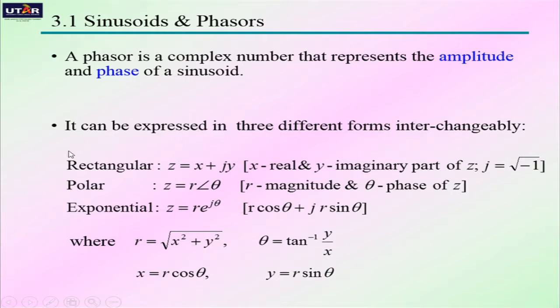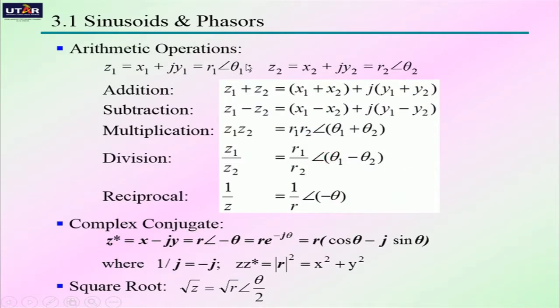There are actually 3 forms of expression for phasors. The first one is known as rectangular form, which is in complex form. You have a real and imaginary value. The second form is known as the polar form, where you have the magnitude and the angle. Same goes to the third form, exponential form, where you have magnitude and angle, exponential to the power of j theta, where theta is the angle. So mathematically, this is how we can interchange rectangular form to polar form and exponential form.